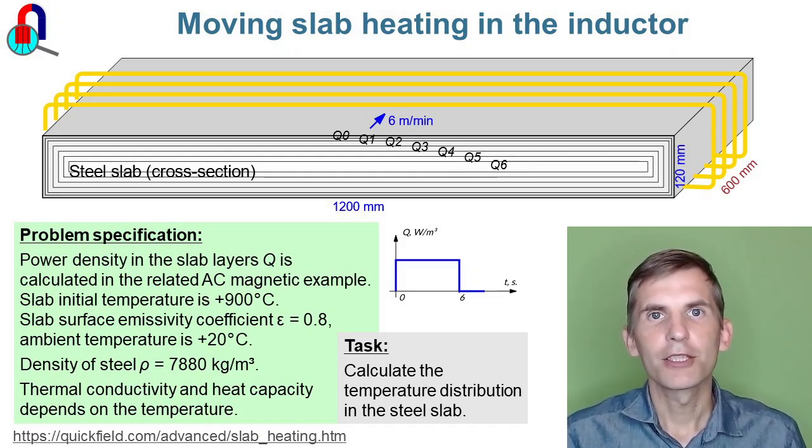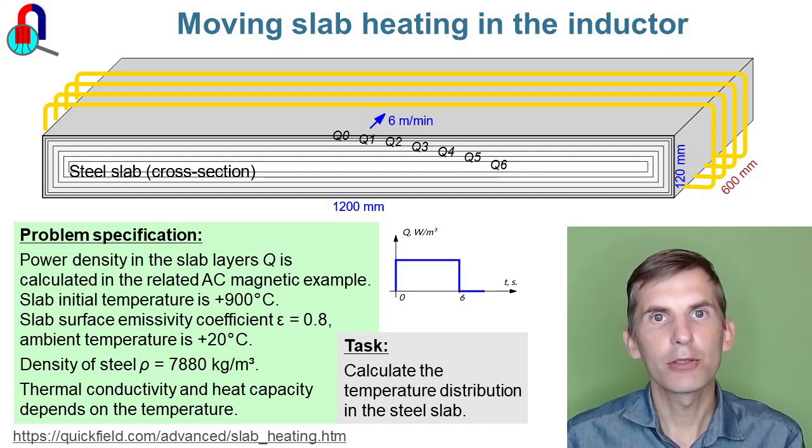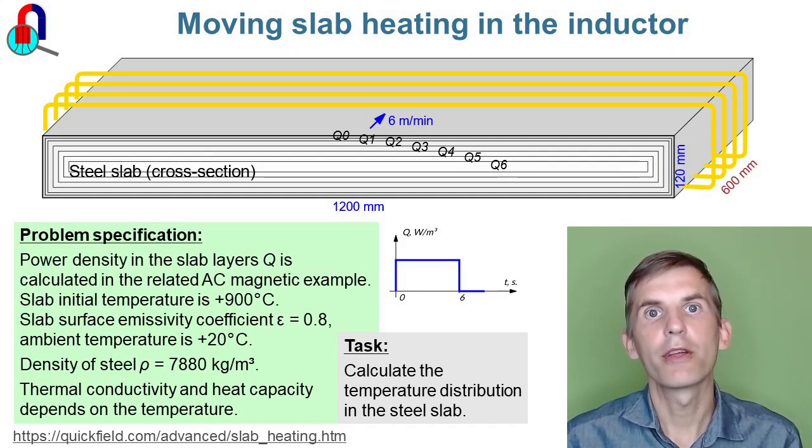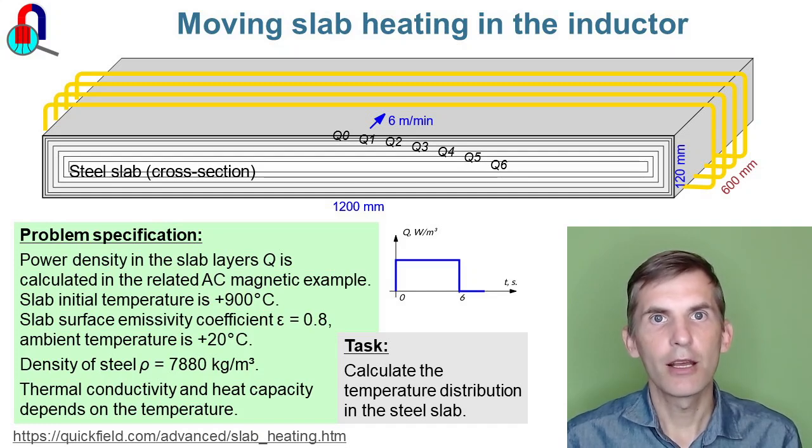When the cross-section gets into the inductor, the power generation starts. When the cross-section leaves the inductor, the power generation stops. So I'm going to replace the movement of this slab with the time variable power source. The power source parameter I'm going to calculate in the AC magnetic problem, and the temperature I'm going to calculate in the transient heat transfer problem.